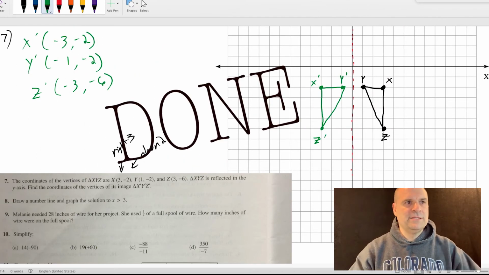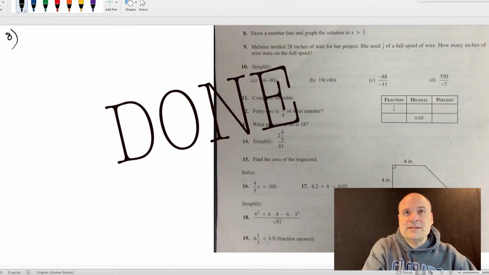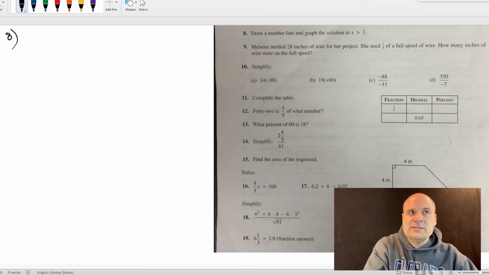All right, let's do number 8. We're gonna draw this on a number line, okay? So let's just draw it right over here. So here's what the number line looks like.